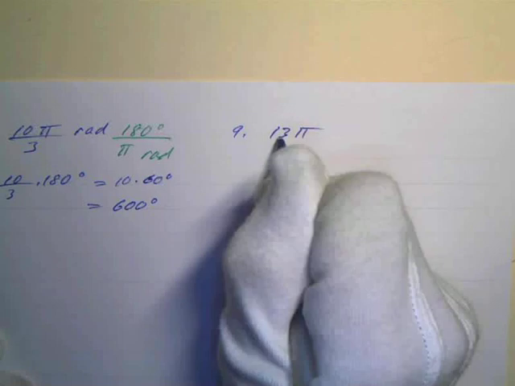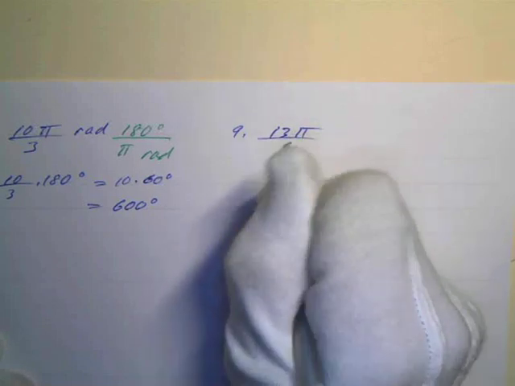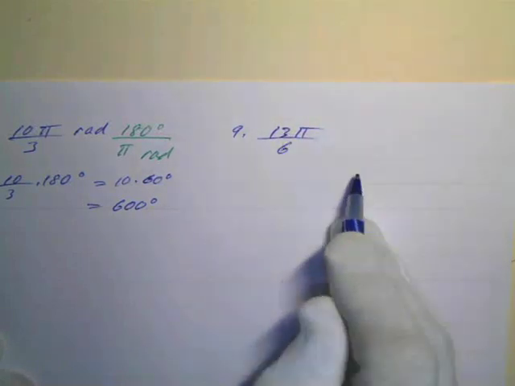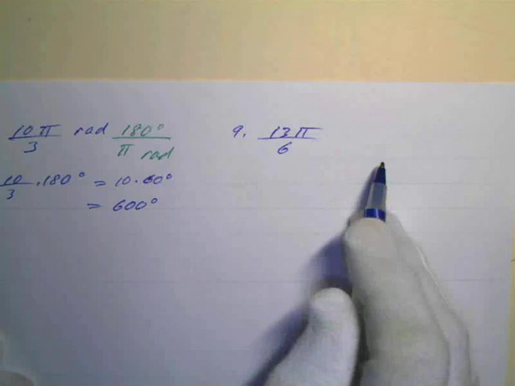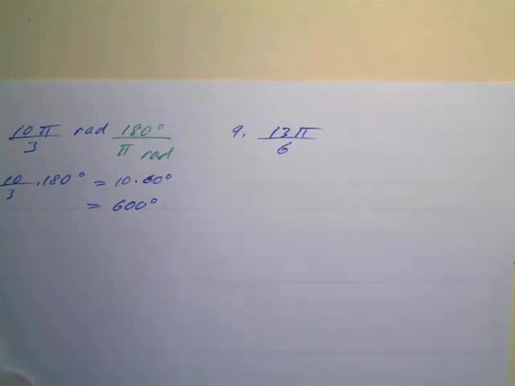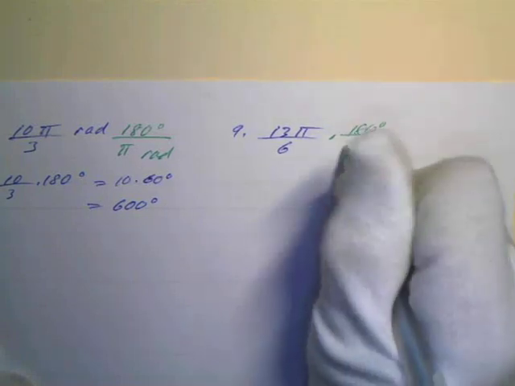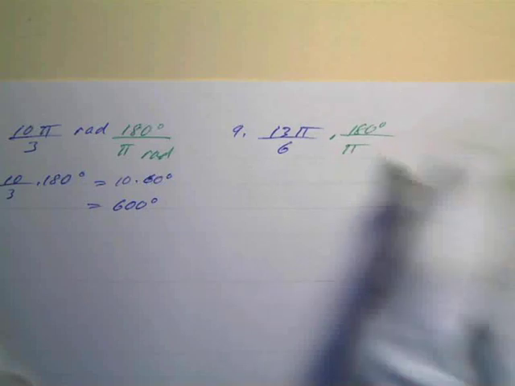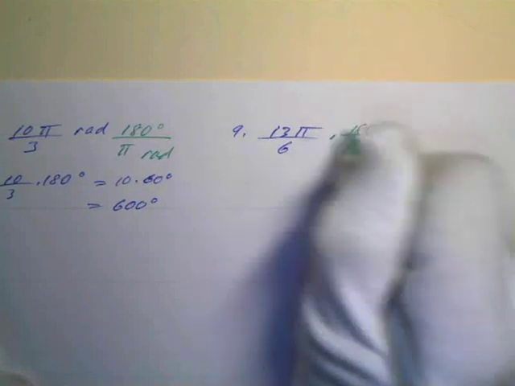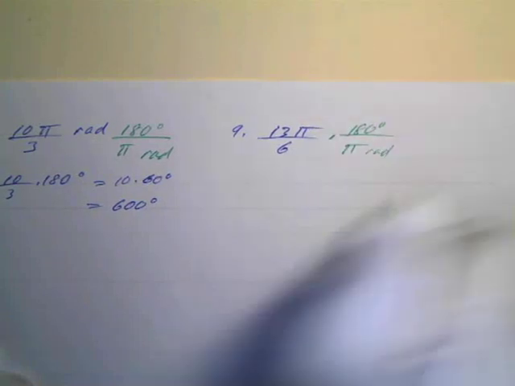13 pi over 6. Now again, 12 pi over 6 is 2 pi, which is 360 degrees. So it's probably going to be more than 360. Then we're going to multiply it times 180 degrees per pi radians. This time I didn't write the radians, but you could write those down, so you can see that they will cancel.